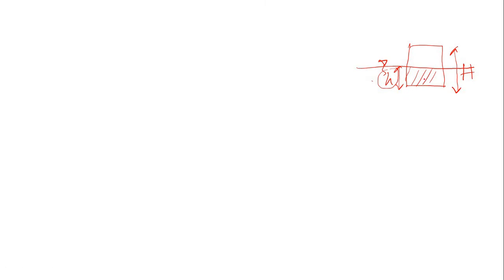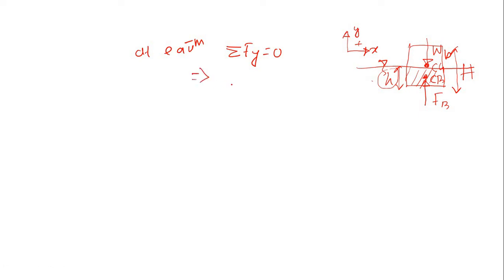So you draw the free body diagram. This is the centroid of the submerged part, the center of buoyancy, through which the buoyancy force will be exerted by the water on the body, and this is the center of gravity, through which the weight of the body will act. So at equilibrium, the net force in the y direction will be 0. Suppose this is my positive x and this is my positive y direction. This weight is acting in the downward direction.